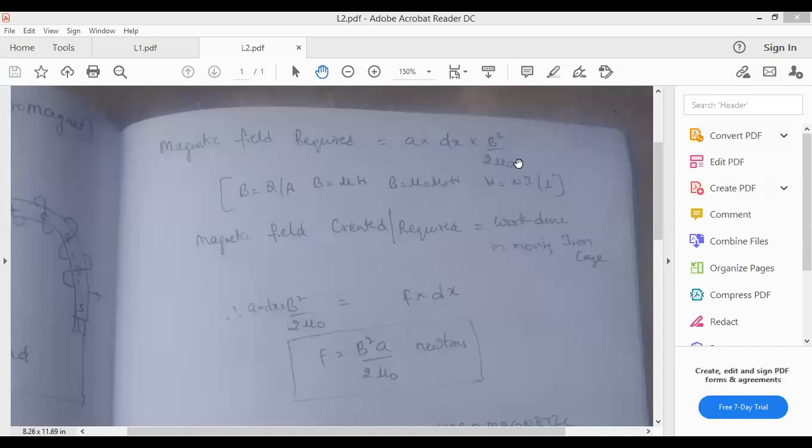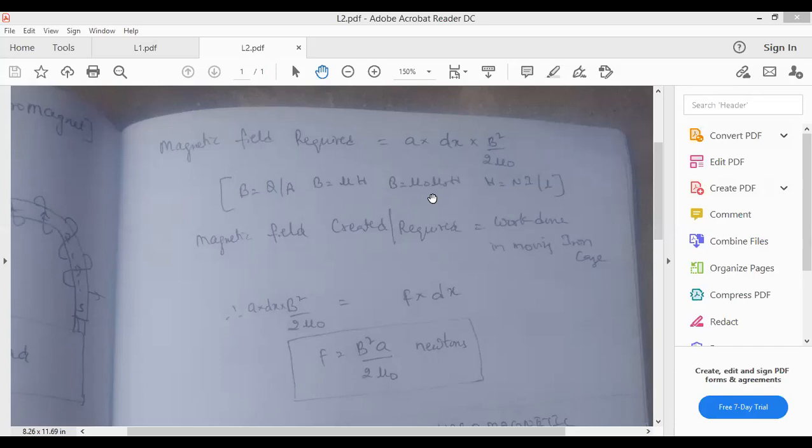Anyone tell me, we have done the problems, what is the mu naught value? Always mu r is equal to 1. See, all of you, what is the formula for magnetic field density? B is equal to phi by A, this is one formula, magnetic flux per area, and B is equal to mu into H is another formula, and mu is equal to mu naught into mu r. And the mu naught formula, anyone tell me? 4 pi into 10 power minus 7. Very good.